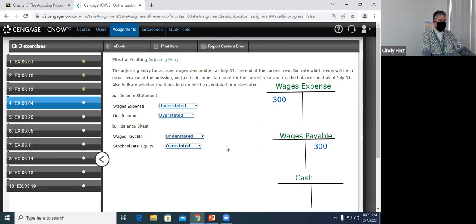So in exercise 4, it tells us that we forgot to accrue wages at the end of July. And we'll be talking about this in maybe even the next exercise. But what happened here? Well, most of you, maybe all of you, have probably had a job or currently have a job at some point in your life.